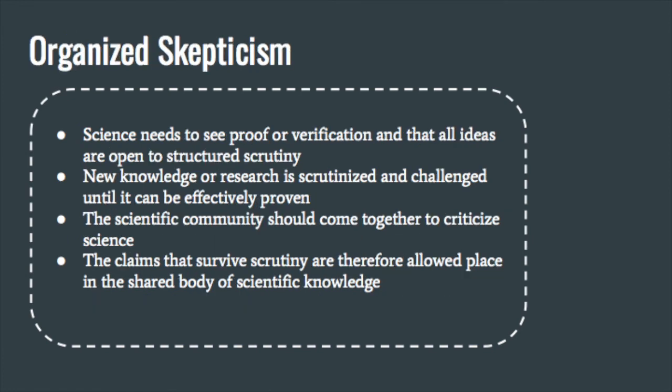The fourth norm we will be discussing will be organized skepticism. According to Merton, skepticism means that scientific claims must be exposed to critical scrutiny before being accepted. Everyone in the scientific community can advance knowledge claims, but every claim that is advanced is scrutinized and tested to see if it can be effectively proven.